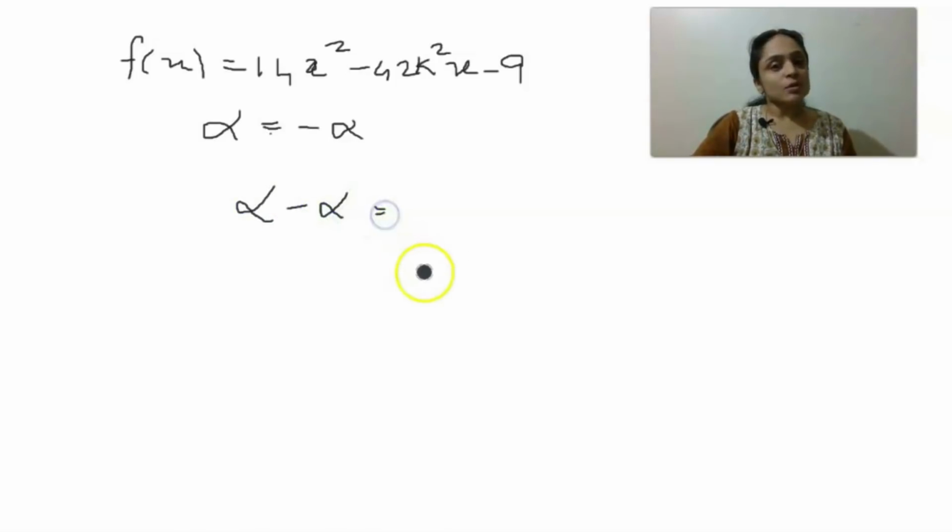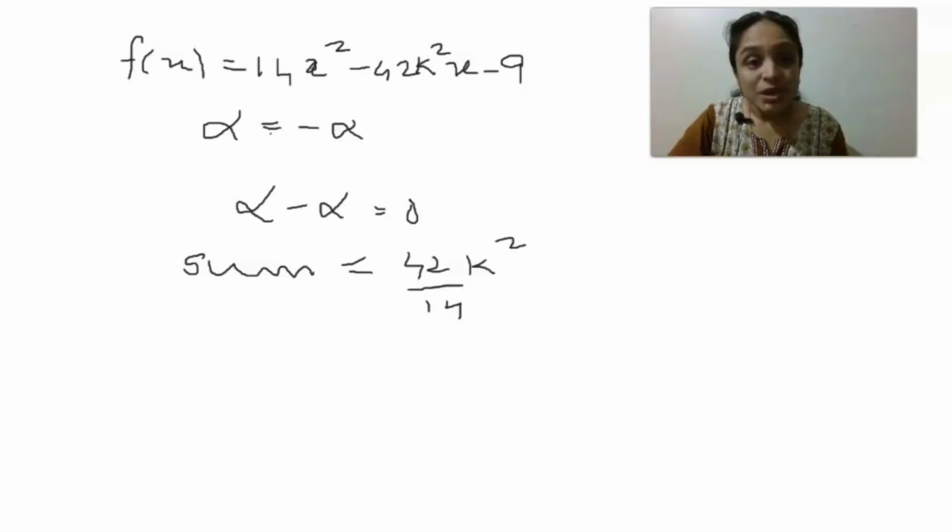What is the sum of zeros? Alpha minus alpha is 0. And from this polynomial, what is sum of zeros? Sum of zeros of a polynomial is minus b by a. That is minus of coefficient of x by coefficient of x square. So here sum equal to minus b by a, that is 42k square by 14. And given that, what is sum of zeros? Sum equal to minus b by a, that is minus of minus 42k square by 14, which is equal to 42k square by 14, and that is equal to 0.